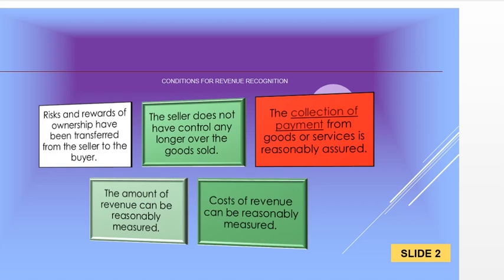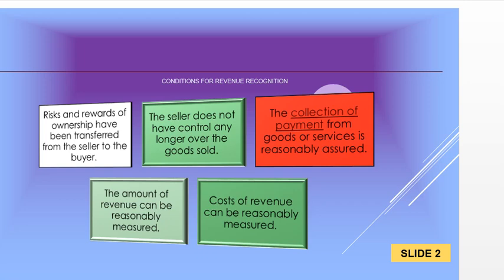What are the conditions for revenue recognition? According to the IFRS criteria, for revenue to be recognized, the following conditions must be satisfied. 1. Risk and rewards of ownership have been transferred from the seller to the buyer. 2. The seller does not have control any longer over the goods sold. 3. The collection of payment from goods or services is reasonably assured. 4. The amount of revenue can be reasonably measured. 5. Cost of revenue can be reasonably measured.